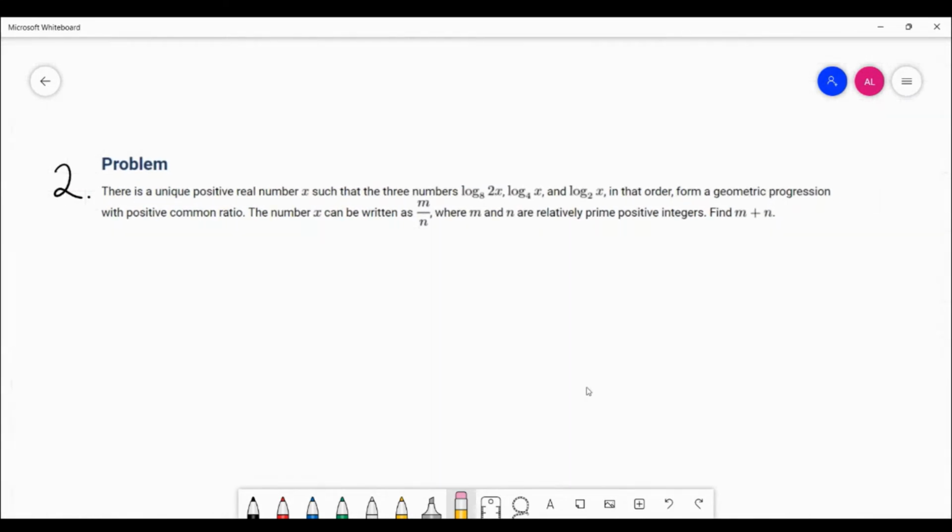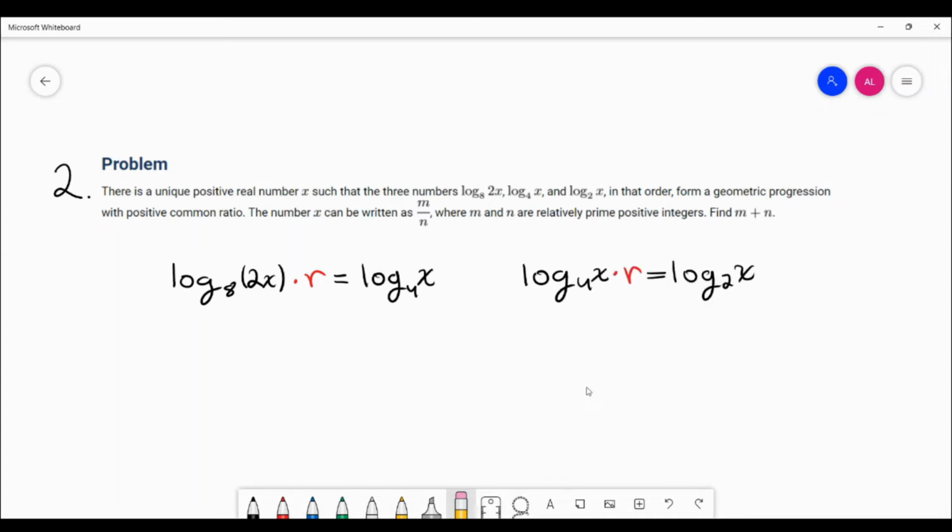Now our next problem. There is a unique real number x such that the three numbers log base 8 of 2x, log base 4 of x, and log base 2 of x form a geometric progression in that order with a positive common ratio. So how can we illustrate this? If we have this logarithm right here, we can multiply it by some r to get log base 4 of x. Then we have log base 4 of x. We can multiply it by r to get log base 2 of x. And so we have to find the number x, reduce it, and sum the numerator and denominator.